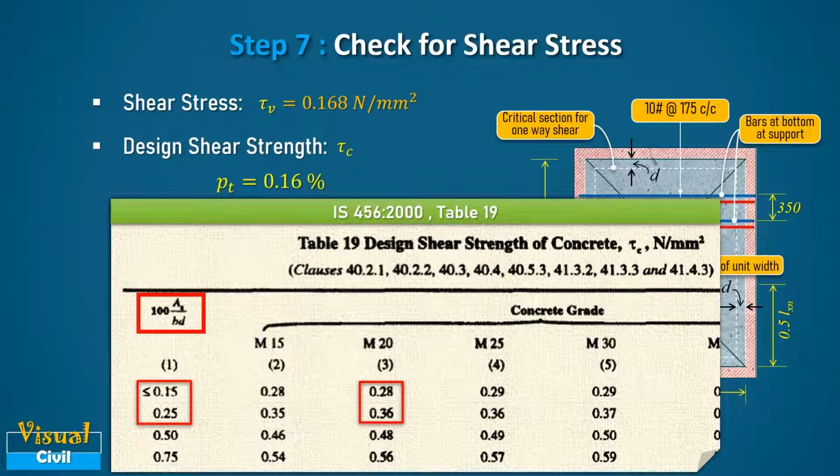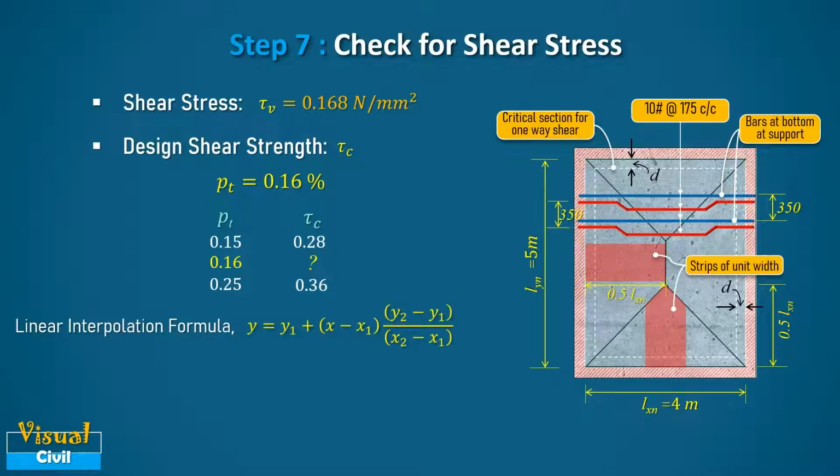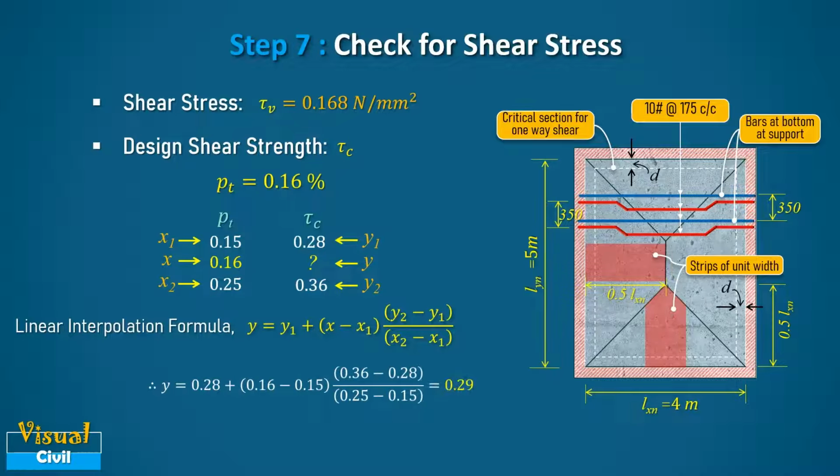In table 19, the percentage value PT is lying between 0.15 and 0.25. Hence, the value of tau C is also between the corresponding values 0.28 and 0.36 for M20 grade of concrete. Here, we can calculate tau C by using the linear interpolation formula. So let us mark the values of x1, x2, y1, y2, x and y. By putting all these values in the interpolation formula, we get y equal to 0.29, which is the value of tau C.